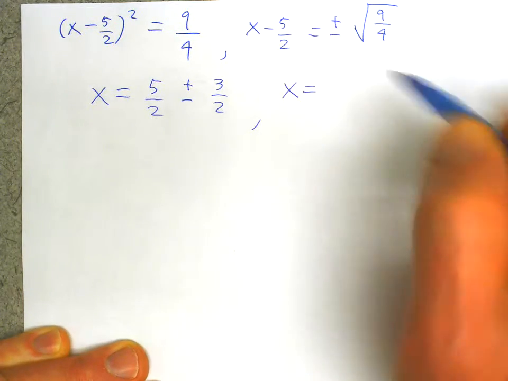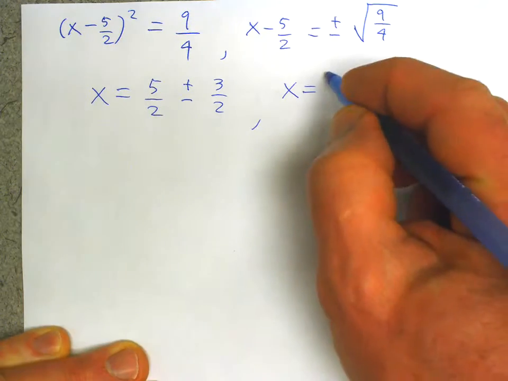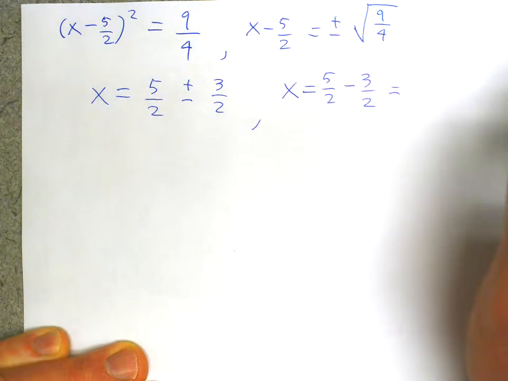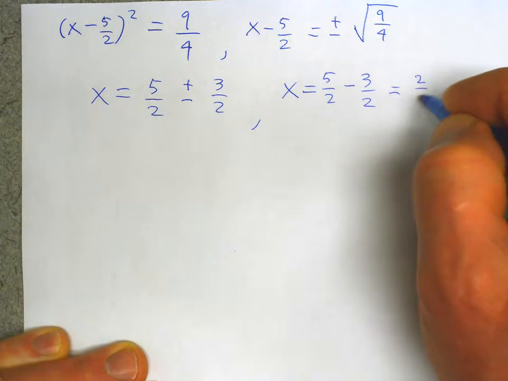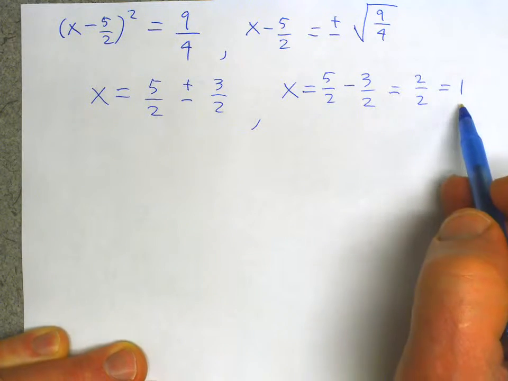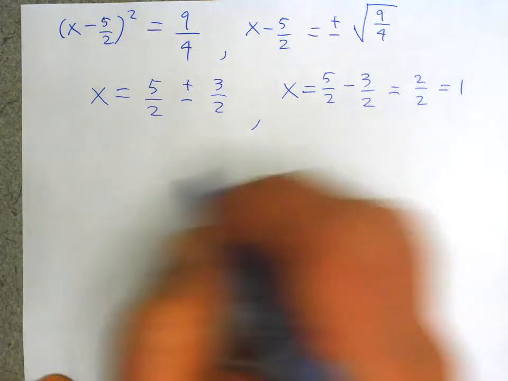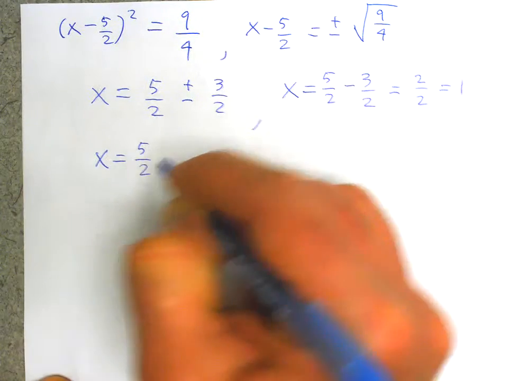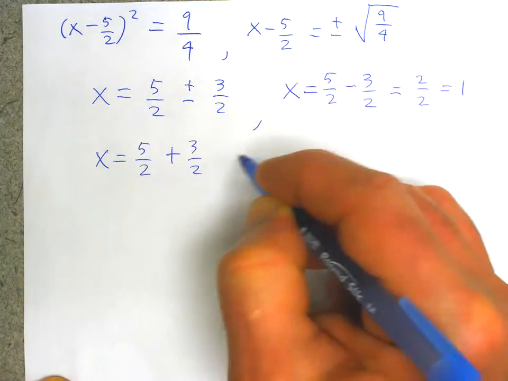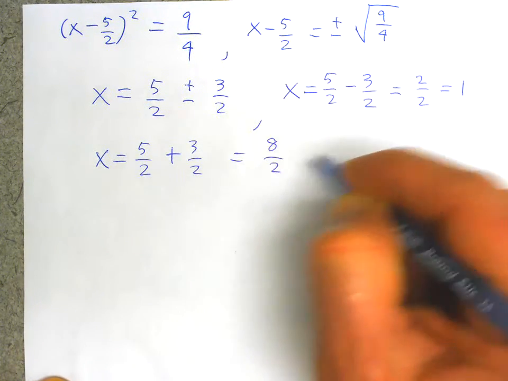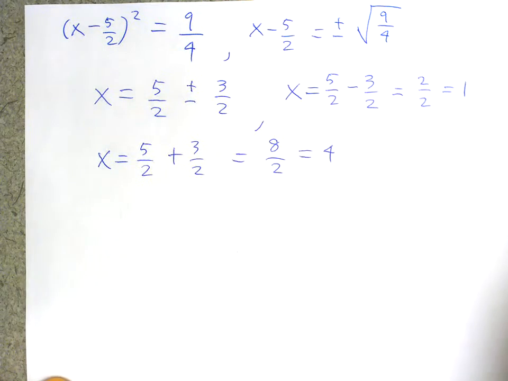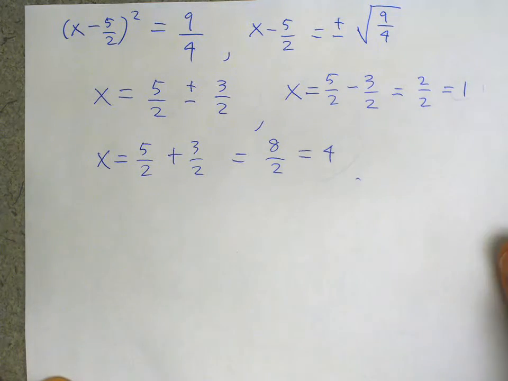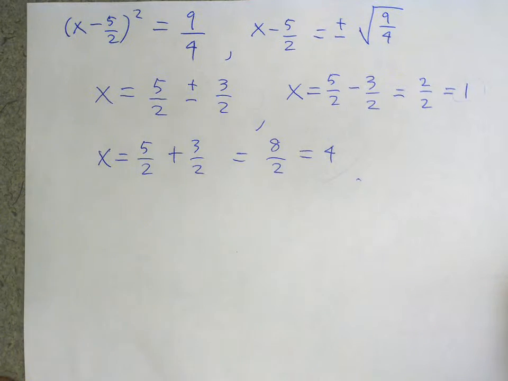So one of the solutions is 5/2 minus 3/2, which is 2/2 or 1. So one of the solutions is positive 1. And the other solution, x equals 5/2 plus 3/2, which is 8/2, which simplifies to 4. So positive 1 and positive 4 are the two solutions.